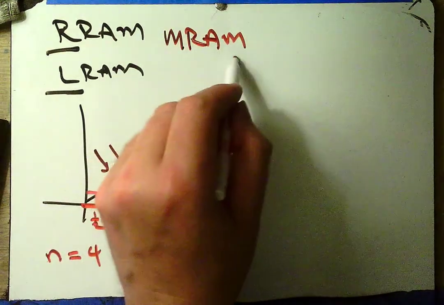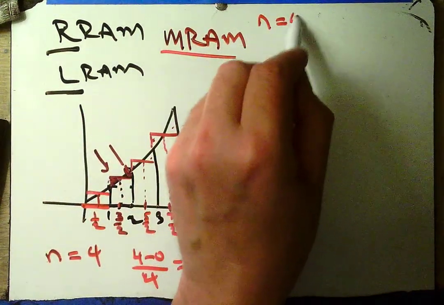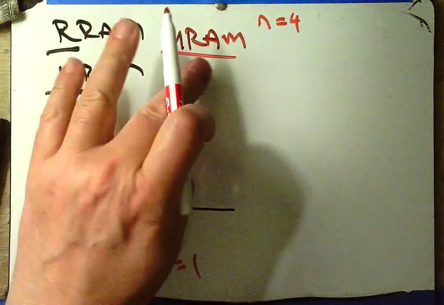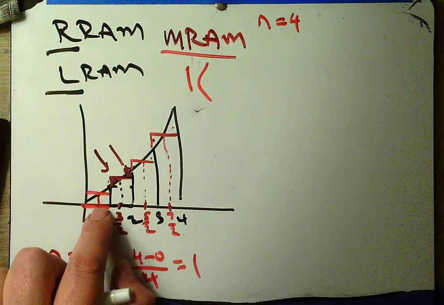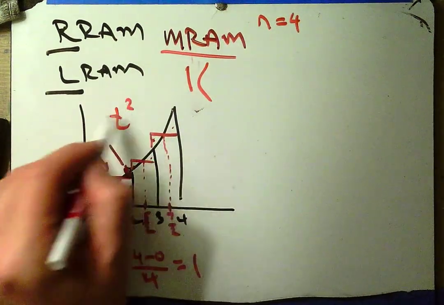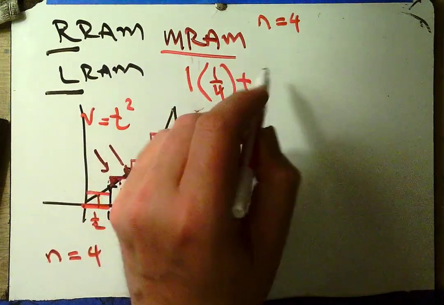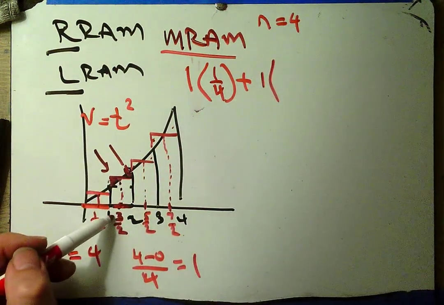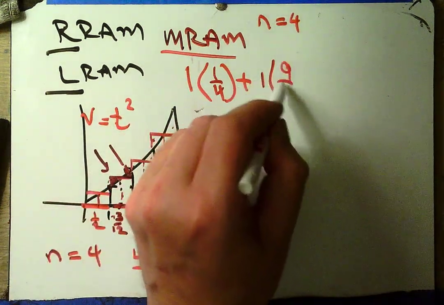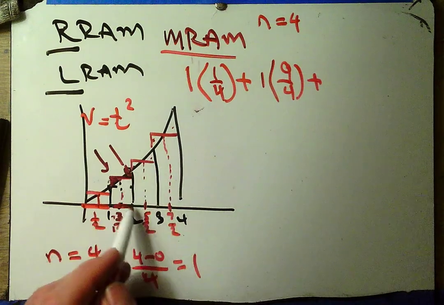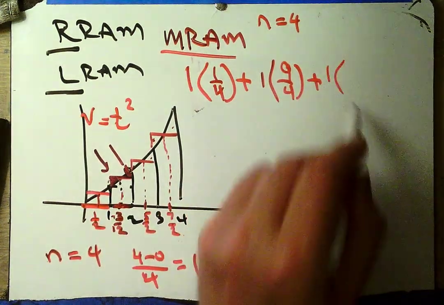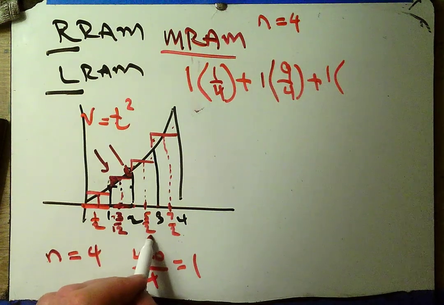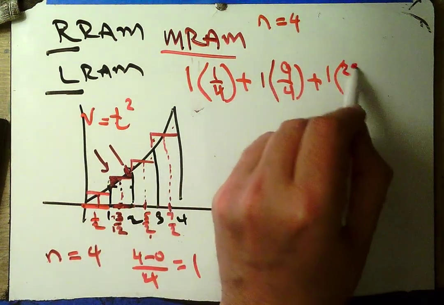Okay, so what's the setup going to be for MRAM with n equals 4? Well, I've got a subinterval width of 1 times the height at 1/2. Well, what was the height at 1/2? 1/2 times 1/2 is 1/4. Plus, the subinterval width, again, is 1, times the height at 3/2. 3/2 squared is 9/4. And then this rectangle here, I still see the subinterval width of 1, and now my height is not the height at the left side or the right side, it's the height midway across that interval at 5/2, so I have 25/4.